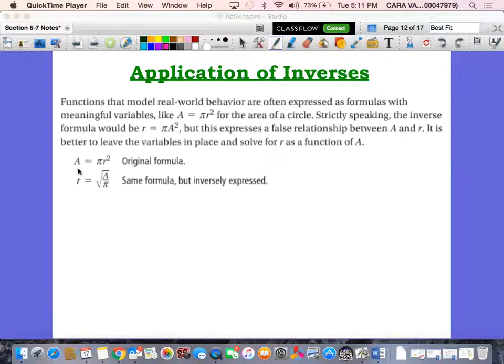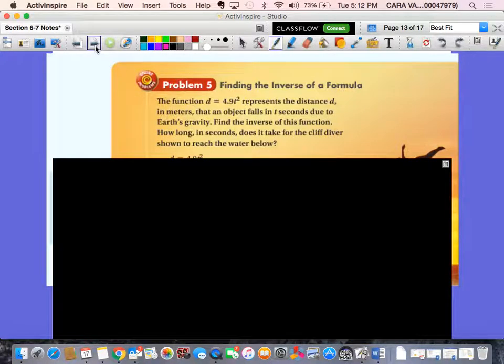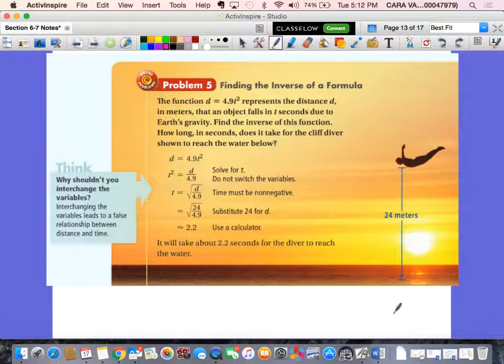So as you see here, A equals pi r squared. If you want to solve for the radius, just use your algebra skills to solve for that radius. So we're going to look at an example here, problem number 5. It says the function d equals 4.9 t squared represents the distance d in meters that an object falls in t seconds due to Earth's gravity. You want to find the inverse of the function, and they also want you to figure out how long, in seconds, it takes for the cliff diver shown to the right to reach the water below.